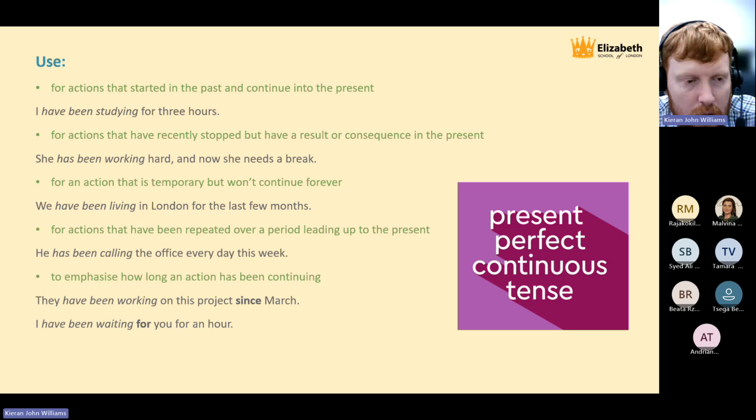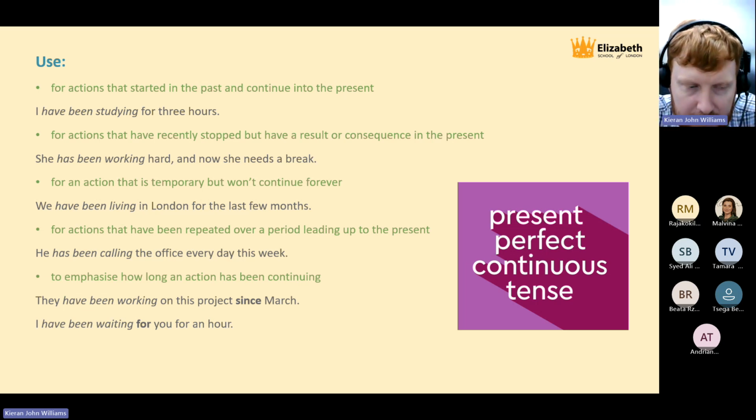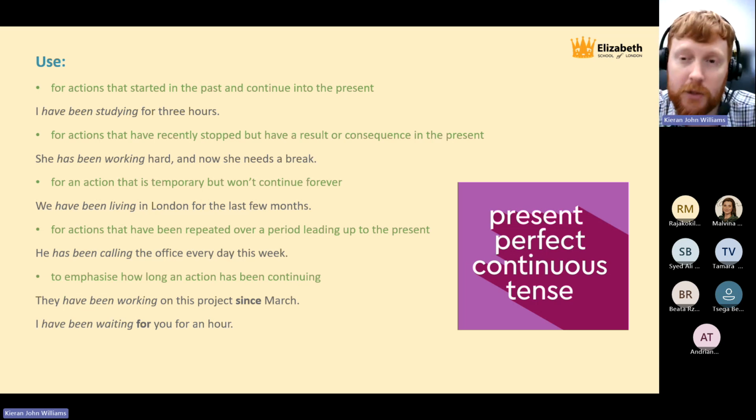Okay, now the next one, for something that started in the past and continues now, but it has been happening many, many times, repeatedly. Okay, so it says here, he has been calling the office every day this week. So Monday he called, Tuesday, Wednesday, Thursday, Friday, and now we're on Friday, he's calling again. So he has been calling many, many times.